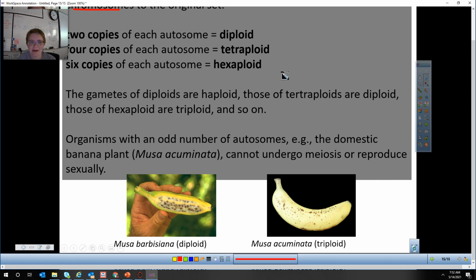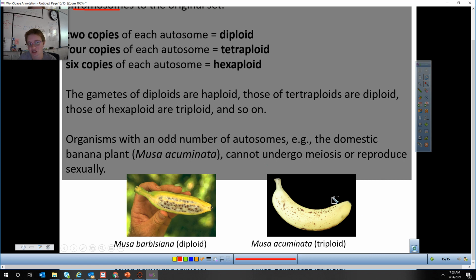And so what ends up happening, and the way they end up separated from each other, is their gametes. Because during meiosis, the gametes of a diploid organism end up haploid, but the gametes of a tetraploid organism end up diploid because they just split the DNA in half. And the gametes of a hexaploid organism end up triploid, and so on. So things get really crazy. And organisms with odd numbers of chromosomes cannot do meiosis or reproduce sexually, and so they really get all kinds of messed up, which is why bananas are all messed up.